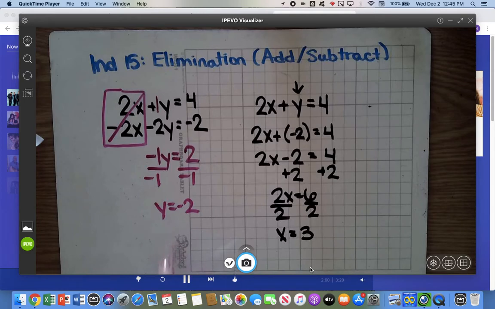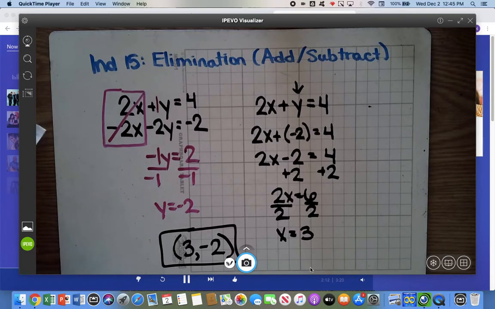So I have my x value, I have my y value, so my final thing I need to do is write my solution as an ordered pair. So it's positive 3, negative 2, and there we have it. So positive 3, negative 2 would be our solution.